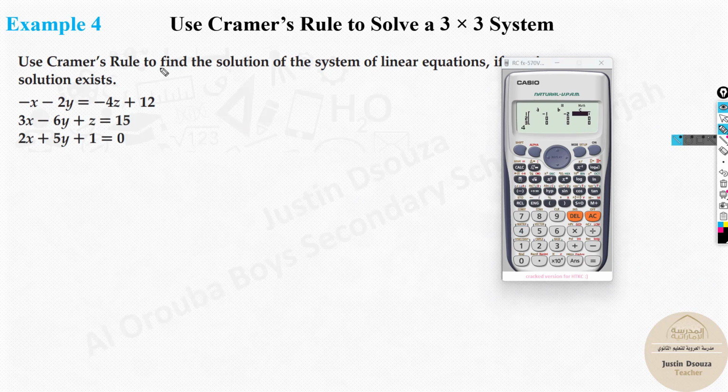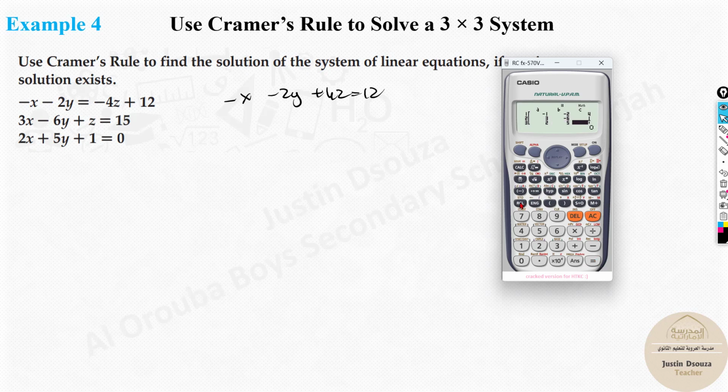Let me write it out over here. What happens is, it'll be minus x minus 2y plus 4z equals 12. So be careful with that. That's the only tricky thing over here. And then we have the last one, 12. Here it is 3, minus 6, 1, 15. And lastly, we have 2, 5.